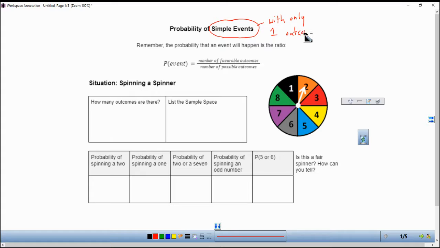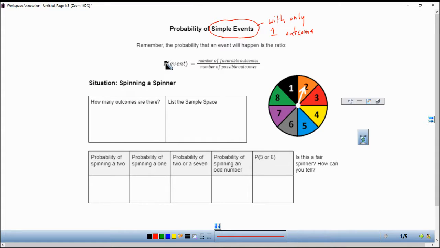So, for example, if I spin this spinner below, I'm only going to get one number. If I roll a dice, I'm only going to get one number. If I flip a coin, I'm either going to get heads or tails. There's only one outcome. Now, not all events are simple events. We're actually going to take a look at a more basic event that's not simple at the end of today. But our focus today is just simple events.